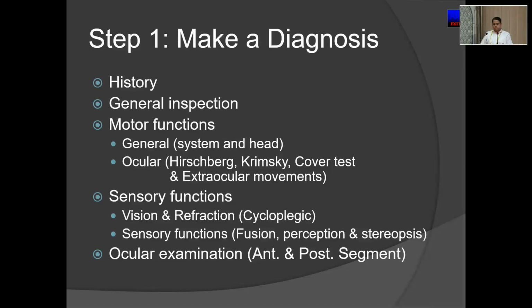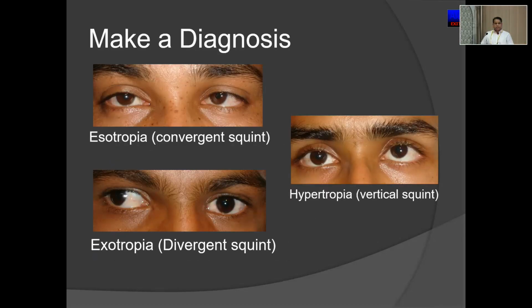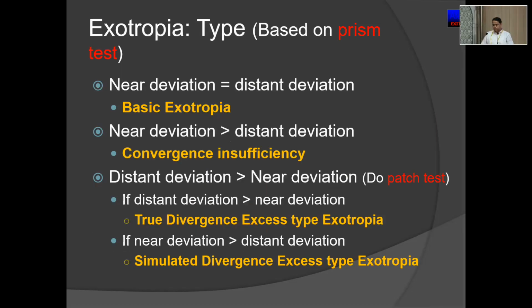We should also know about the sensory functions, that is the vision and the refraction, and we should also do the ocular examination. So making a diagnosis is very simple. If the eye is in, it is esotropia. If the eye is out, it is exotropia. If it's up, it is hyper. If it is down, it is hypo.